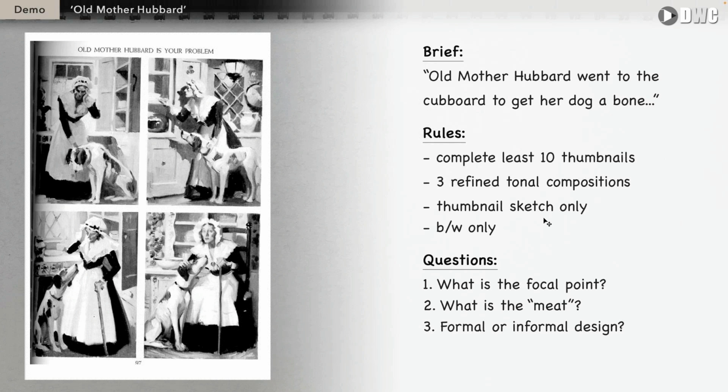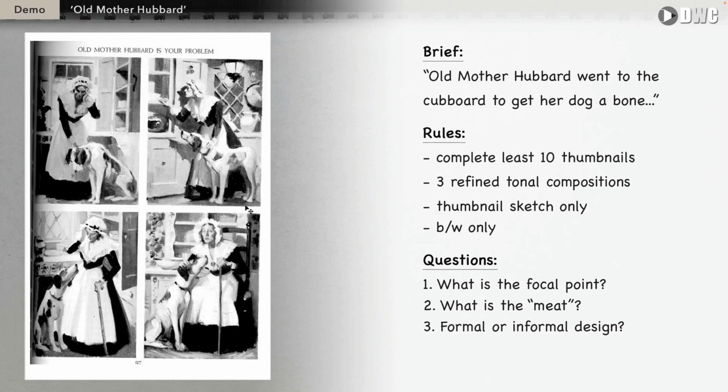Some questions to ask are, what is the focal point? What is the meat of the design? I'll explain what that means. And formal or informal design. So what is the focal point? We have basically 3 subjects. We have Old Mother Hubbard, the main character, her dog, and then whatever she's looking for in the cupboard. So the cupboard is the room, the kitchen, an object. Which one of those do we want to highlight as the focal point? Which one will be secondary? All of these things we should consider now in the thumbnail sketch.